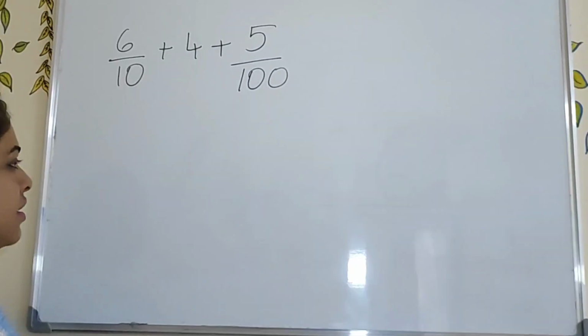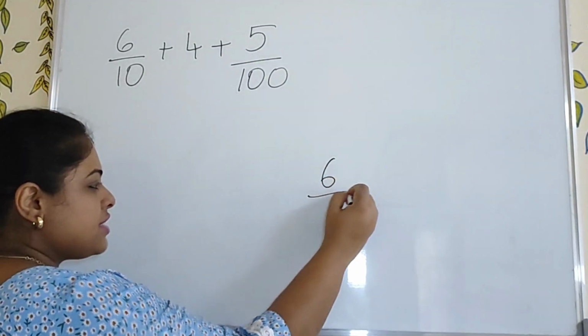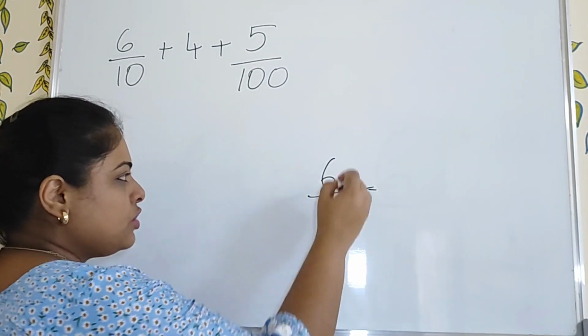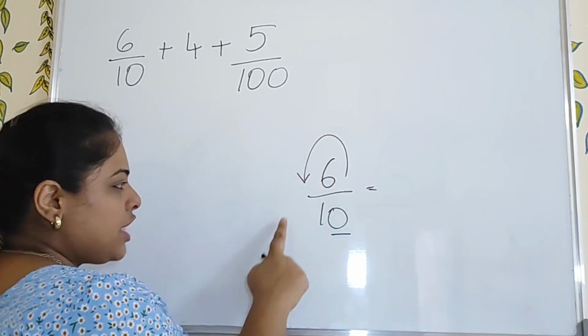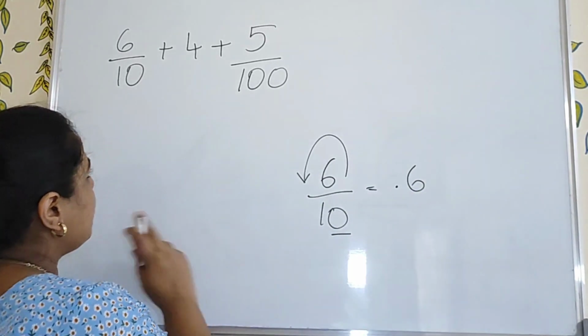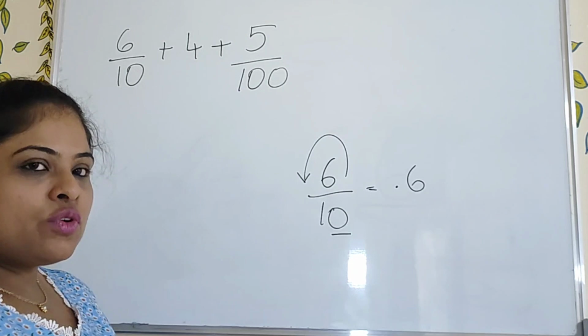6 by 10. Let's break it down. 6 by 10, you have 1, 0. So there will be only one arrow mark which ends here. So the point will be over here. So it is 0.6. Then 4 remains as it is because 4 is a whole number.